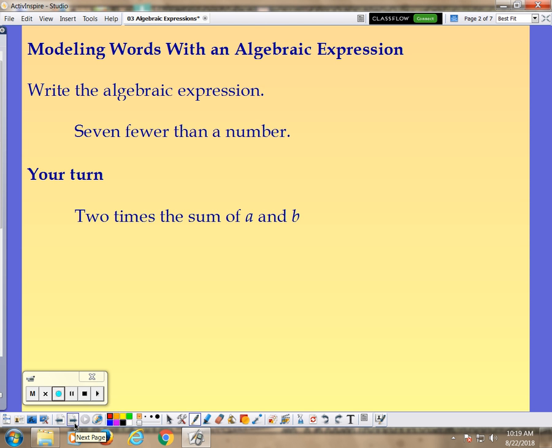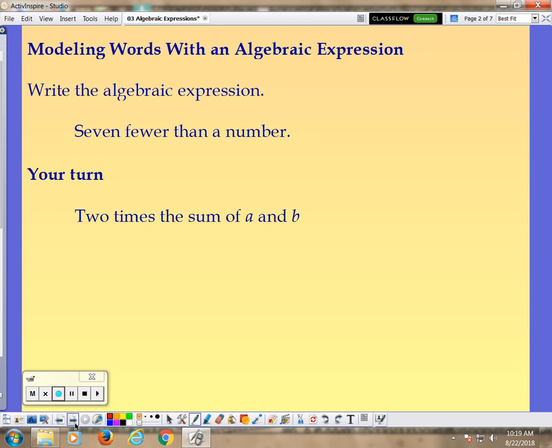All right, so we're going to write an algebraic expression. And so you're currently writing your notes. 7 fewer than a number. And what you're doing right now is you're writing that in English. Yes, I know. And we're going to write that in mathese in a minute. That's what I call algebra. I call it mathese, and that's what you're going to do.